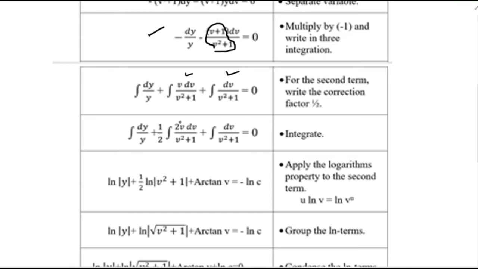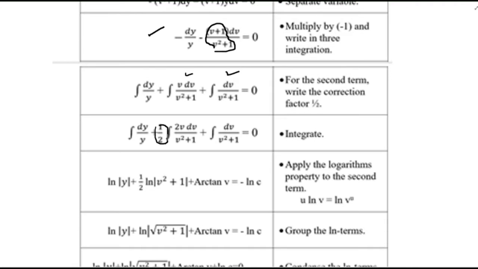Similar also to the previous, we introduce a correction factor of 1/2. And integrating the equations, so the first term, we have ln of y. Second term, we have 1/2 ln of v squared plus 1. In short, for the first two terms, we use the ln formula. And the third term, we use the arctan. So this is our answer.